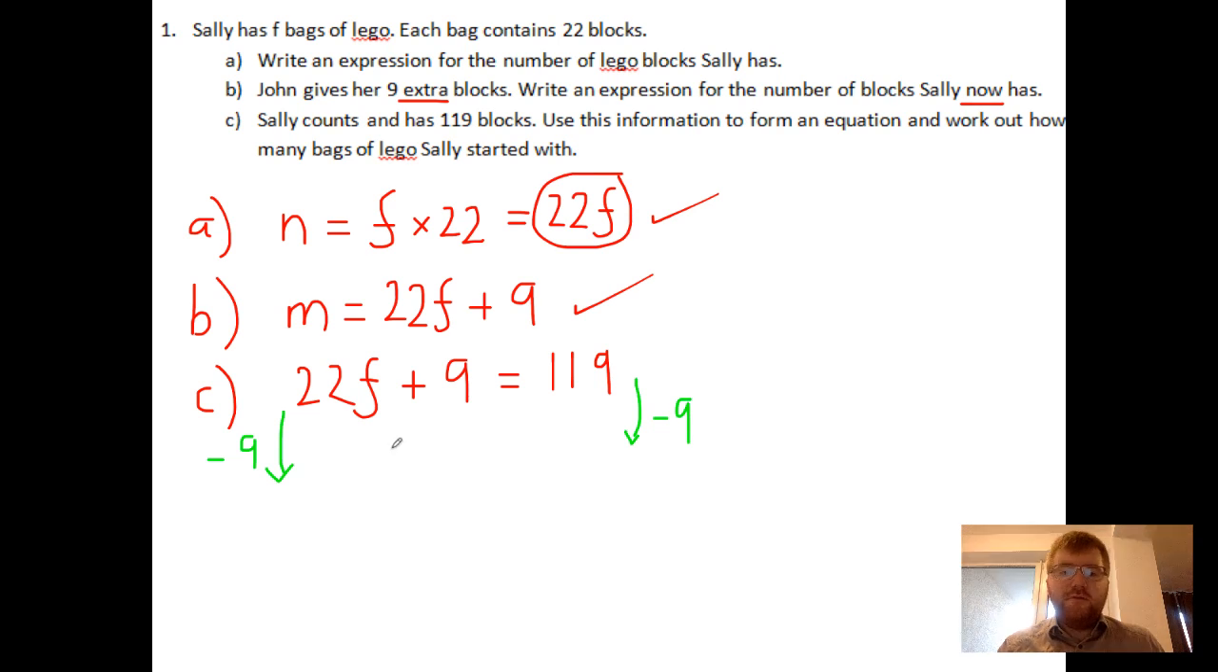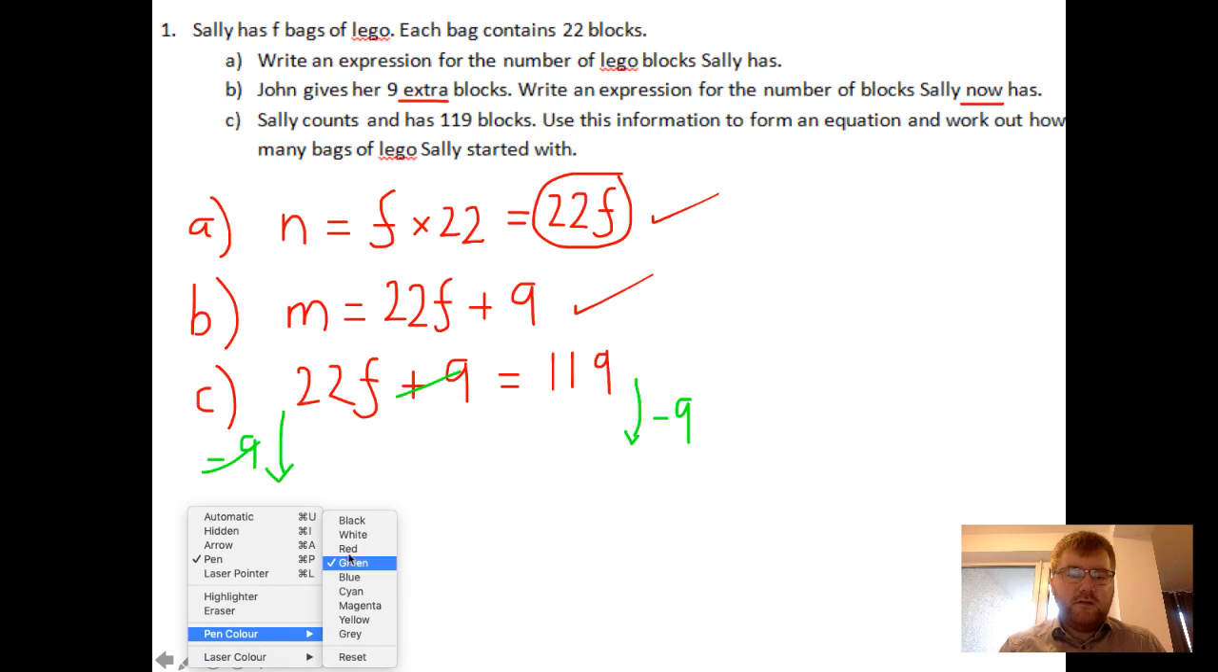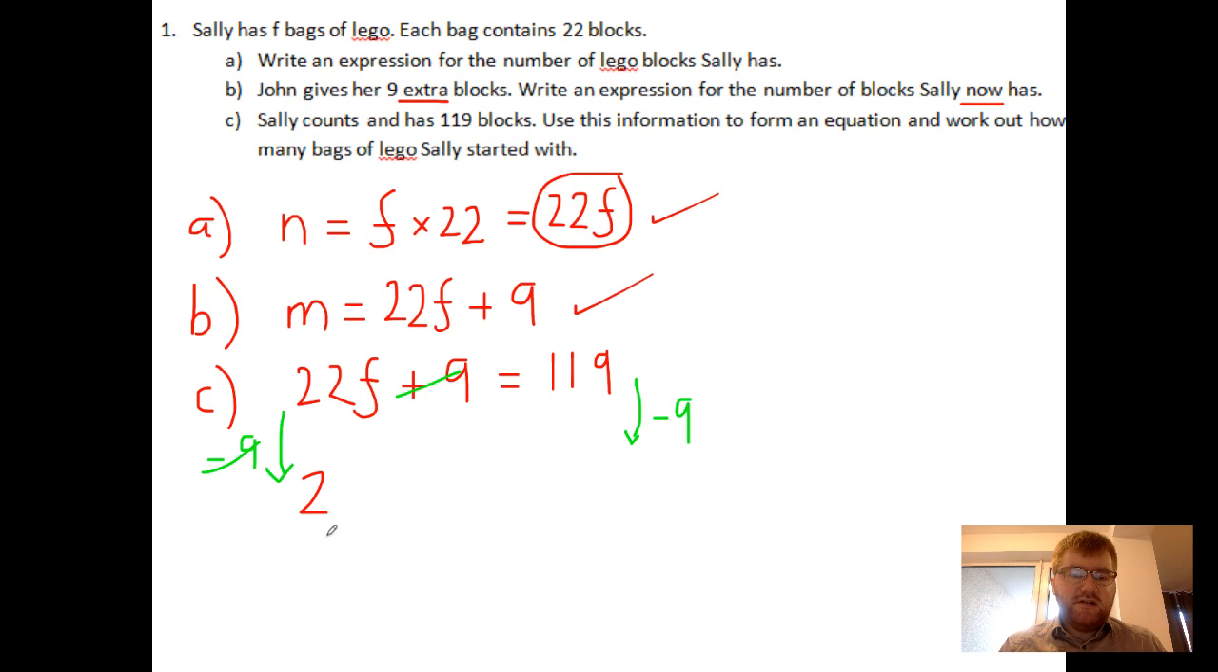Okay, so we do that to both sides. This cancels with this, so we are left with 22F, that is equal to 119 minus 9, which is 110. Okay, and you can probably see where this is going.